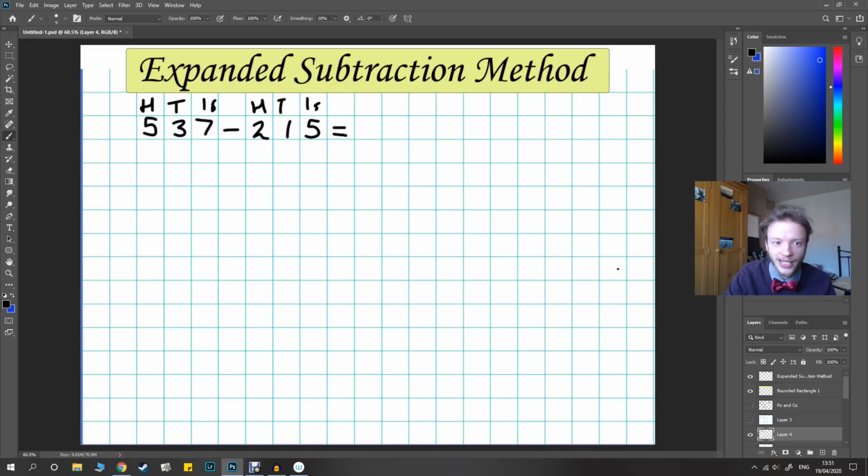So partitioning it out, now we've got our hundreds, we've got our tens, and we've got our ones, and I've put quite big spaces there. Reading the biggest number first, which is 537. So I've got 500, 30 and 7. Taking away, so that's got to be underneath, 200. I'm just going to change my pen colour. 10 and 5.